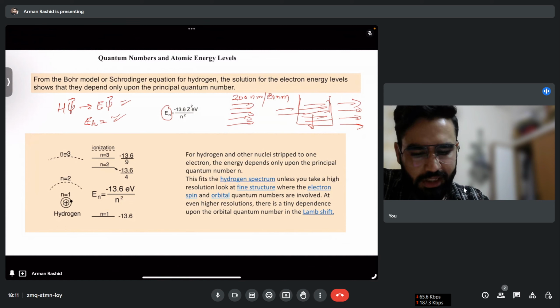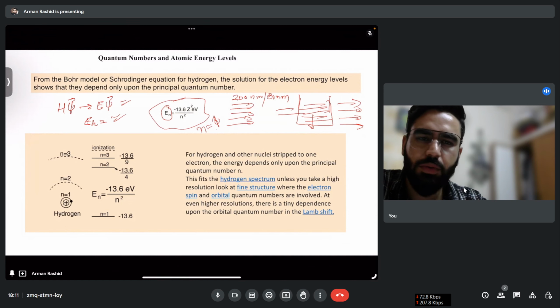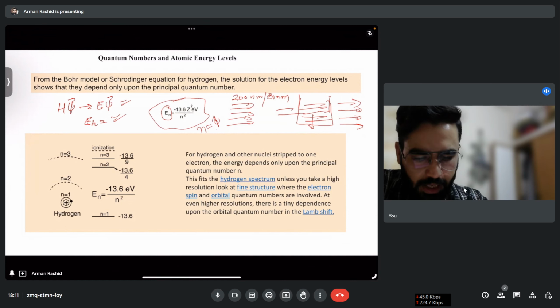So this equation is in electron volts. What we find is that n cannot range from 0. This is the principal quantum number, n, and it can range from 1 upward, and Z is the nuclear charge.